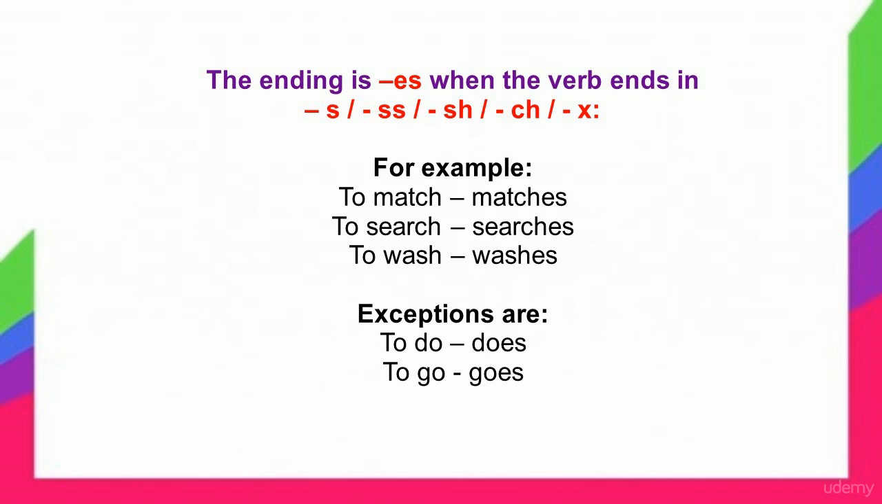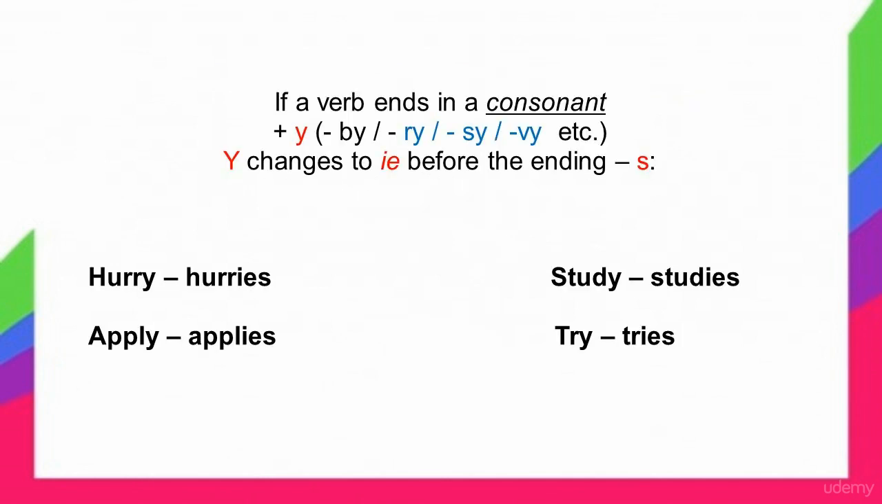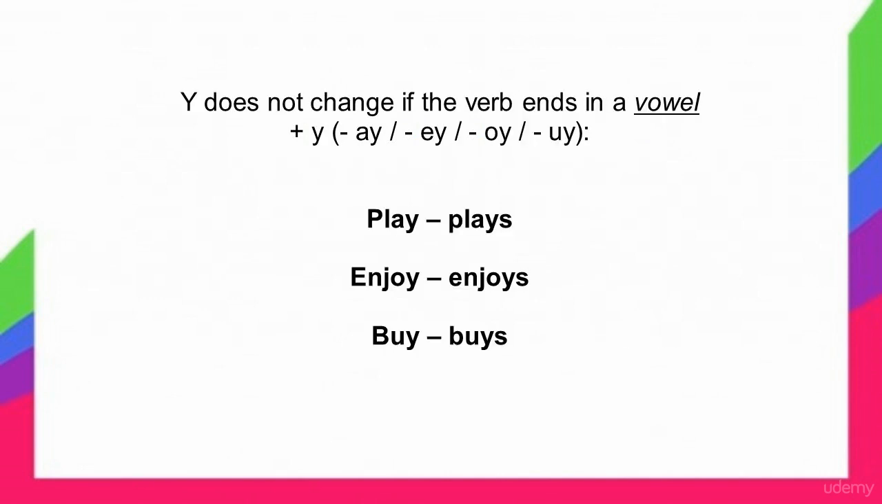If a verb ends in a consonant plus a y, like by, ry, sy, or vy, etc., the y changes to ie before the ending s. For example, hurry is hurries, study, studies, apply, applies, try, tries. The y does not change if the verb ends in a vowel plus a y, with ay, ey, oy, and uy. Play, plays, enjoy, enjoys, buy, buys.